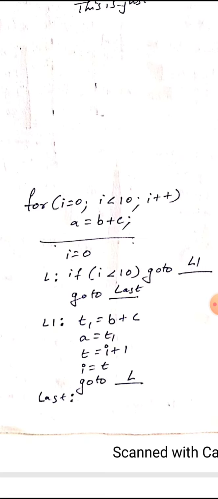Okay, so the condition is: if i is less than 10, go to some label, otherwise go to last. T1 equal to b plus c, a equal to T1, right? And then T equal to i plus 1, i equal to T. So that is the incrementing part, and then go to L. So it will remain inside. When it will come out, it will come out only when the value of i is no longer less than 10.